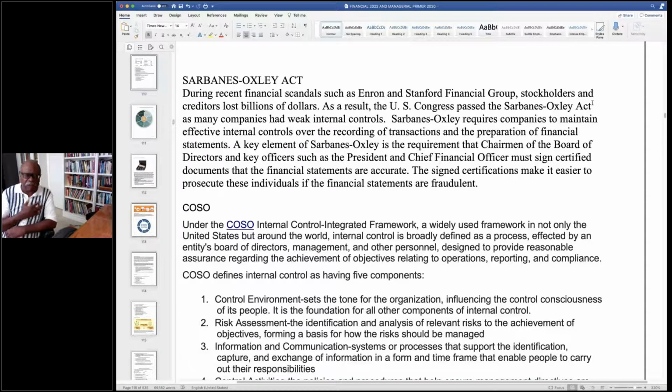In the early 2000s, we had a bunch of financial scandals, a lot of them in Houston, Enron, to a later one, Stanford Financial Group. What these companies would do would be to prepare fraudulent financial statements, get people to invest their money in the company. They would then take their money out.